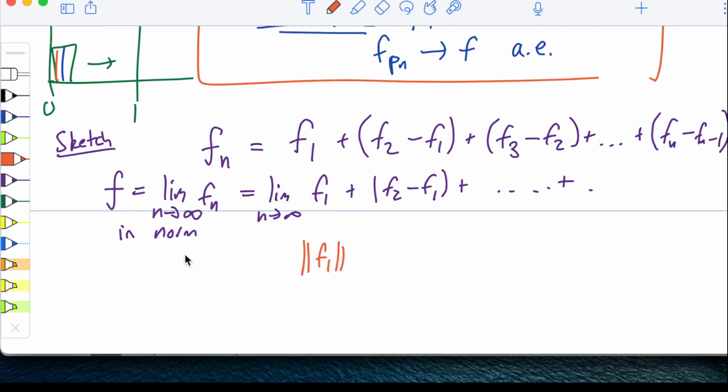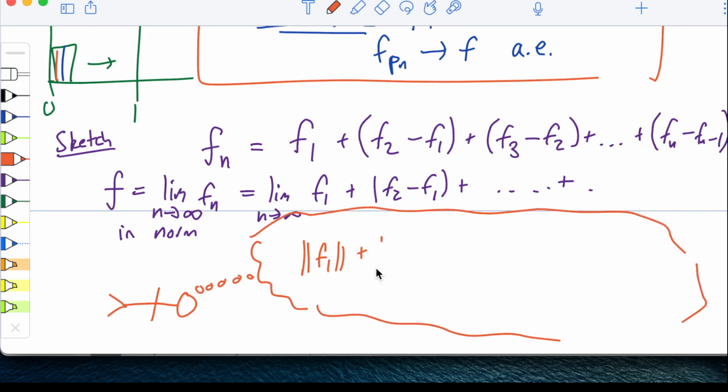How do I draw a dream? Here's me asleep, and then I'm dreaming. Okay, this is my dream. I have the norm of f_1 plus the norm of f_2 minus f_1 plus the norm of f_3 minus f_2 plus dot dot dot.